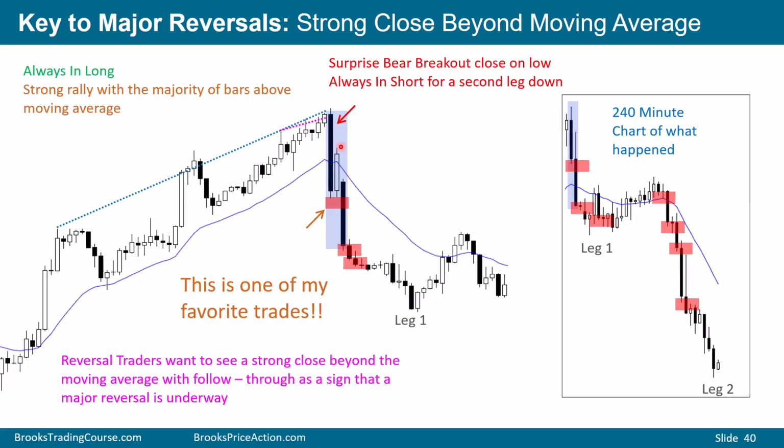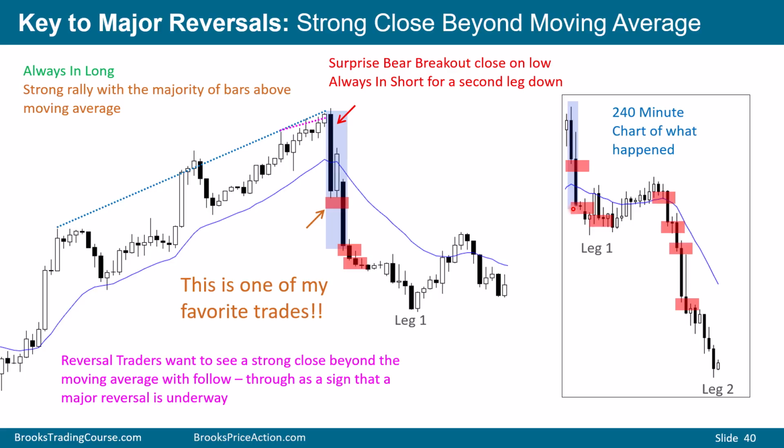Reversal traders, what they want to see is a strong close beyond the moving average with follow through. Here, you didn't quite get the follow through, but you got the follow through later on in the move. And you can see on a 240-minute chart, these two bars with the bull bar in between them is this right here, a big bear bar, and then a tail for the follow through, but it closed on its low. So the key point is understanding when price closes far below the moving average, it traps traders and it increases the risk of getting a second leg.